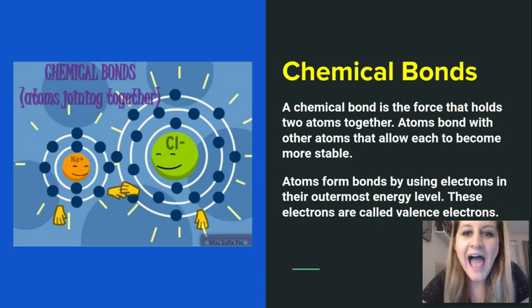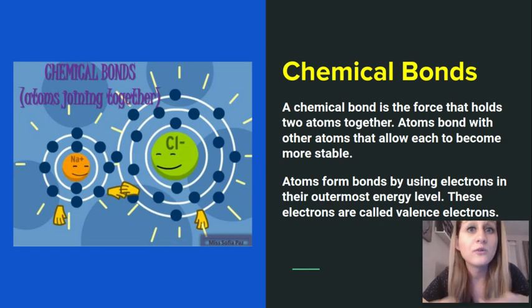Let's keep reading. Atoms form bonds by using electrons in their outermost energy level. These electrons are called valence electrons. So there's a key word right there, valence electrons. Your valence electrons would be just those electrons in the outermost energy level for a particular atom. Those are the only ones that we're going to be worried about right now, because only valence electrons will be able to bond with another element. So it's really important that we know how many valence electrons a particular atom has.